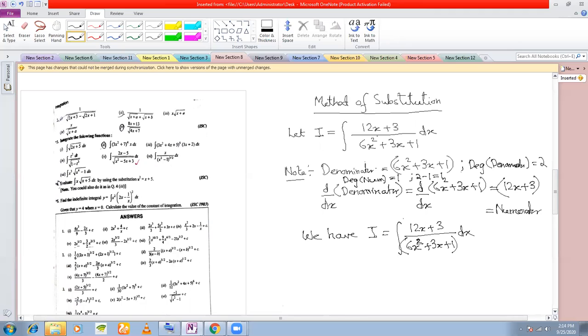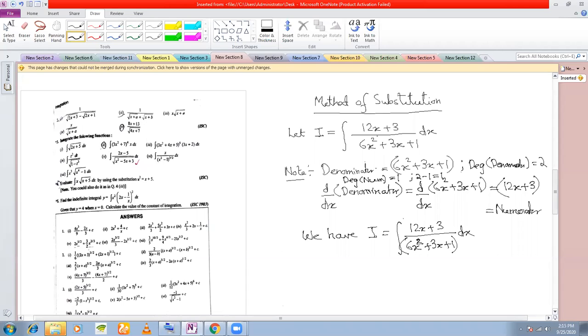And whenever the degree of the numerator is less than the degree of the denominator and they differ by 1 only, remember there are two things. First, the degree of the numerator has to be less than the degree of the denominator. By how much? Only by 1. Understood? So there are two conditions, not one: that the degree of the numerator is less than the degree of the denominator, and also they differ by only 1.